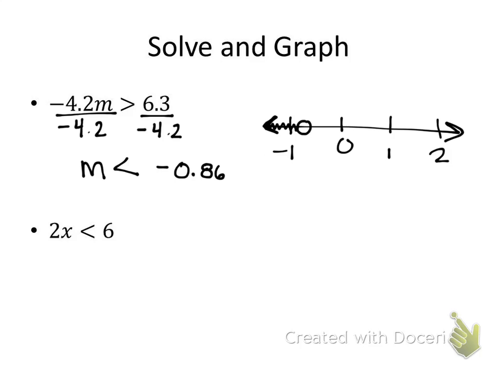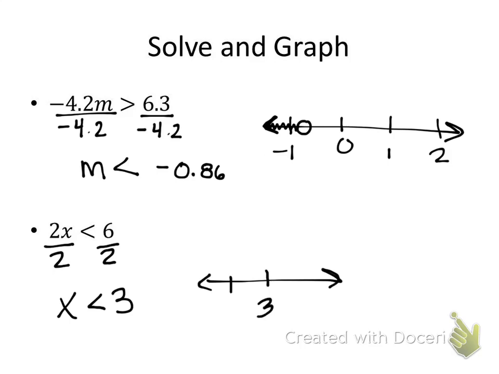Okay? Next one, I don't see a negative number, so I just divide by 2, and I get x is less than 3. And I'm going to graph it, so I've got 3, 2, 4, open circle, and since it's less than, I'm going to shade this way. Okay, and that's how you would solve and graph inequalities.